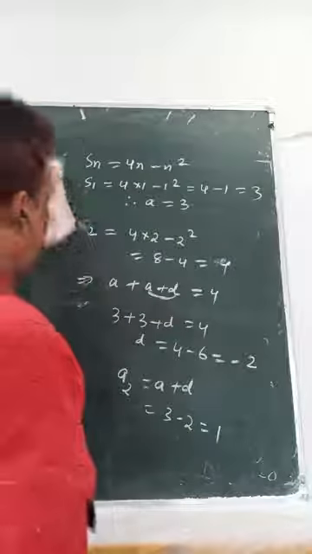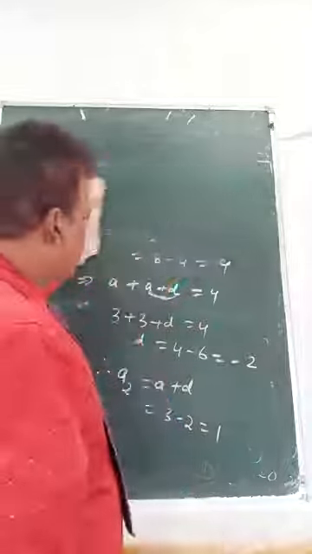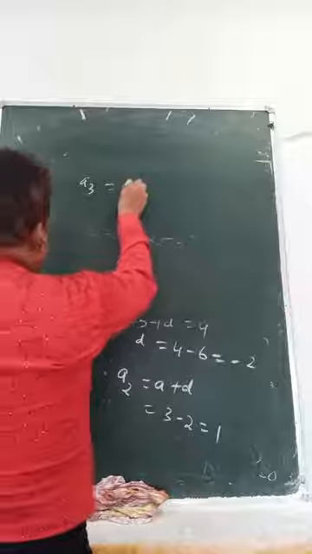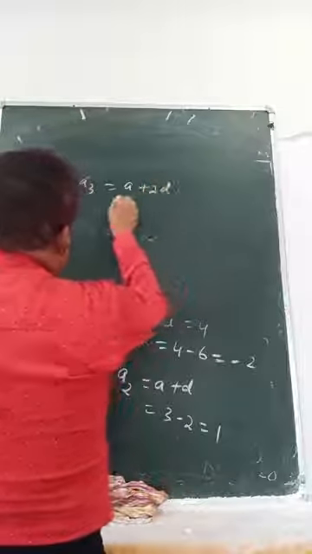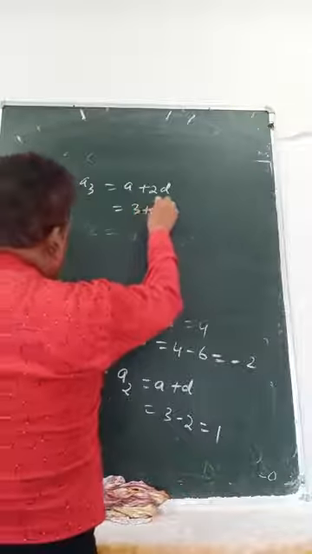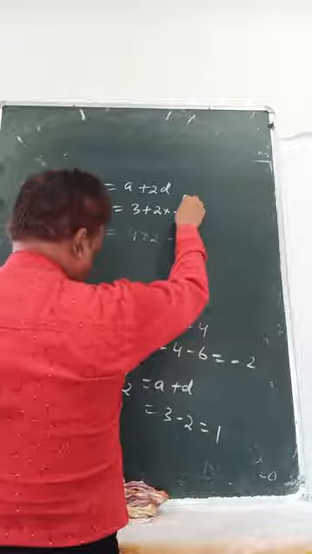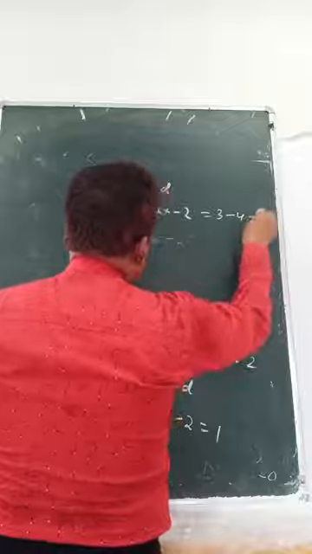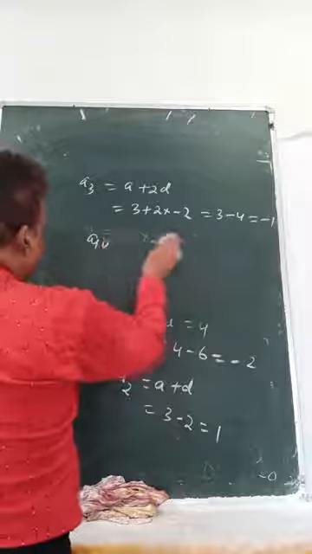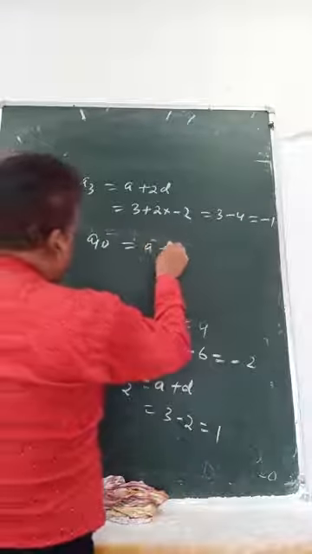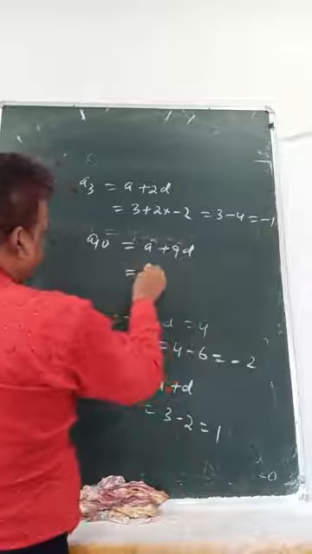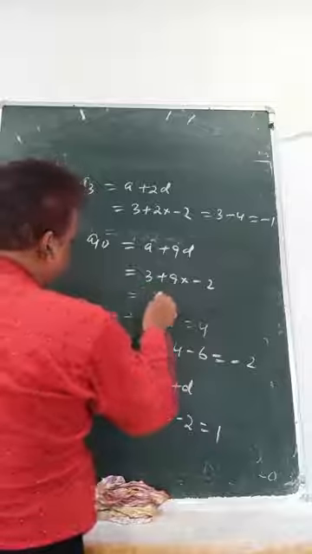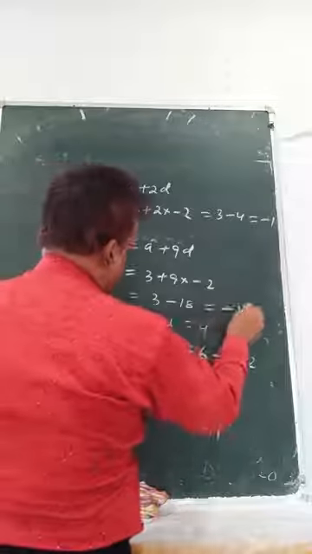What will be A3? A3 is A plus 2D. That is 3 plus 2 into minus 2, 3 minus 4, minus 1. A10 is A plus 9D. 3 plus 9 into minus 2. 3 minus 18, that is minus 15.